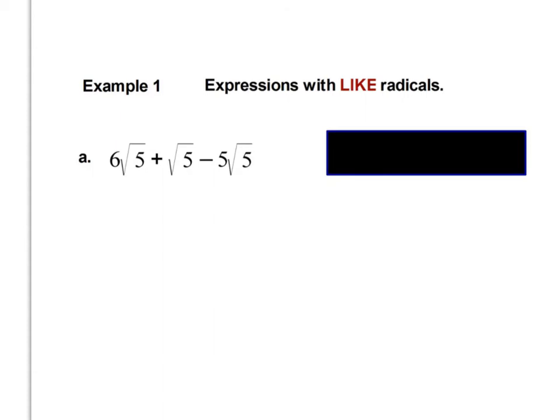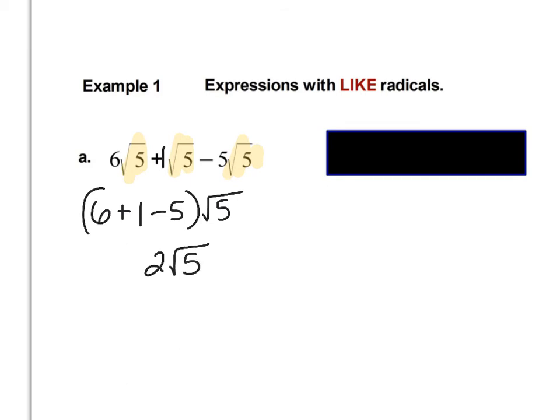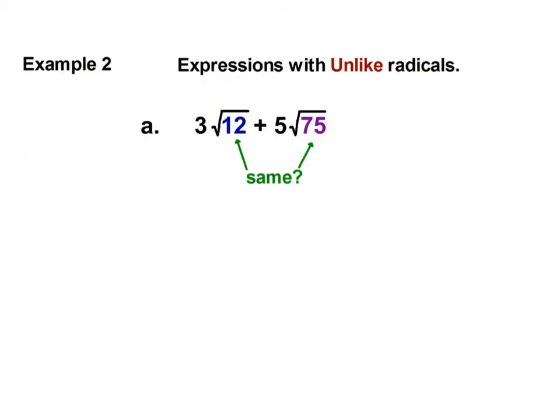These are all like radicands because I have the square root of 5 plus the square root of 5 minus the square root of 5. So I get a 6 plus a 1. So remember there's that ghost 1 minus a 5. So I'm going to add those numbers and multiply by the square root of 5. So adding those together, I get 2 square root of 5. All right, let's get another example.